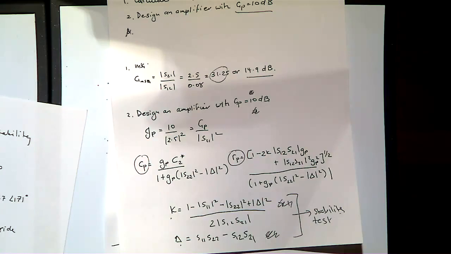So if it's unconditionally stable, all the points on the Smith chart are stable, so you don't have to do anything. If it's not unconditionally stable, what do you have to do to work out the regions? Perfect. You draw the input and output stability circles.